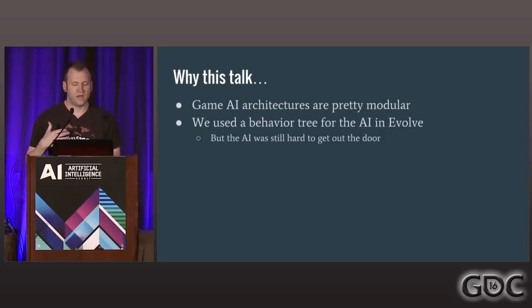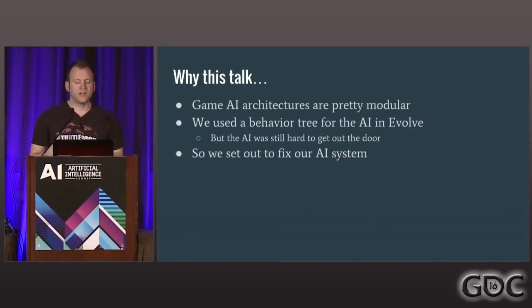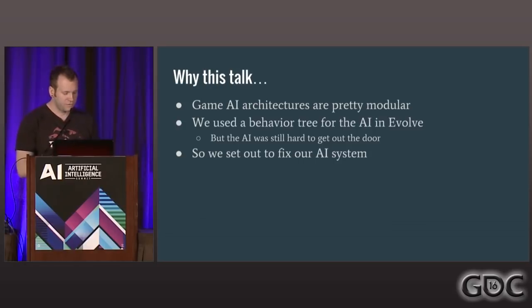On Evolve, we used a behavior tree, but it wasn't giving us the modularity we wanted. It was still hard to get the AI out the door. The BT worked fine, but we simply weren't getting all the gains we should have been getting from a modular system. So we decided to fix this, and we decided to focus on two things.